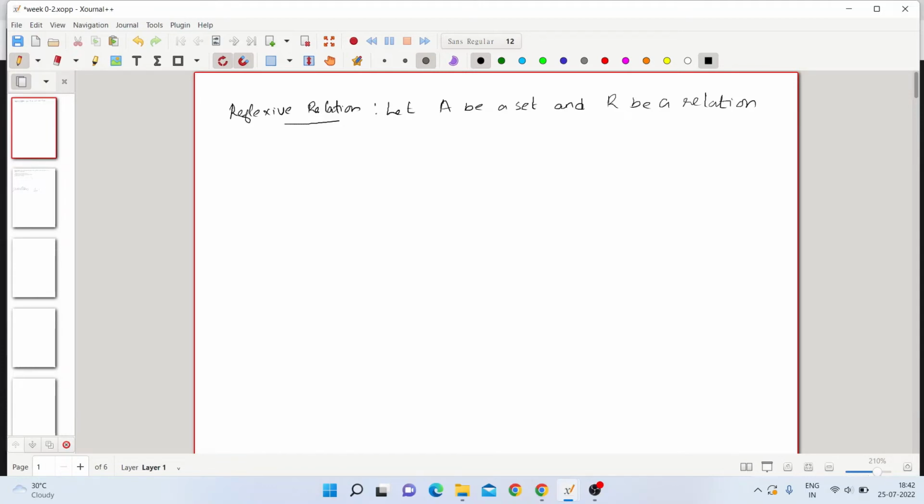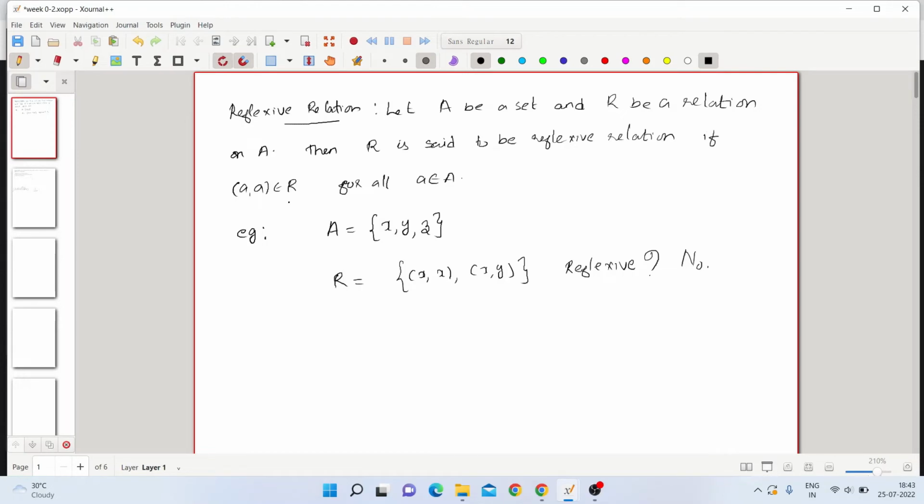Let us see one example. We are taking the set A as the set of all x, y, z. Let R equal to the set of all (x, x) and (x, y). So is this a reflexive relation? First question, is this reflexive? No, because the condition for reflexivity is that corresponding to each a in A, (a, a) should belong to R. That means (x, x) should be in R, (y, y) should be in R, and (z, z) should be in R.